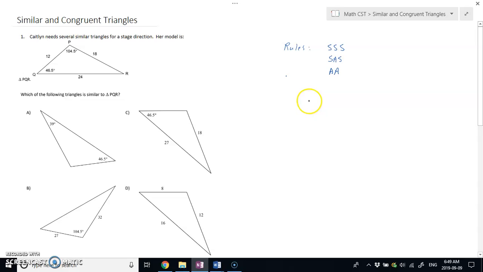So let's have a look at the missing angle R just to start with here. So I'm going to take 180 degrees, which is the sum of all of our angles inside a triangle, subtract off the 46.5 that's given, and also subtract off 104.5 to find out what our missing angle is. And doing that here on my side, 46.5 and 104.5, I see that our missing angle is 29 degrees. So I'm just going to do it one more time to verify.